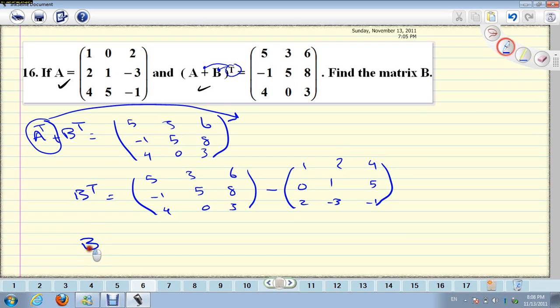So B transpose equals, I'm going to subtract, so here's 4, 3 minus 2, it's 3 minus 2, it's negative, it's 1.